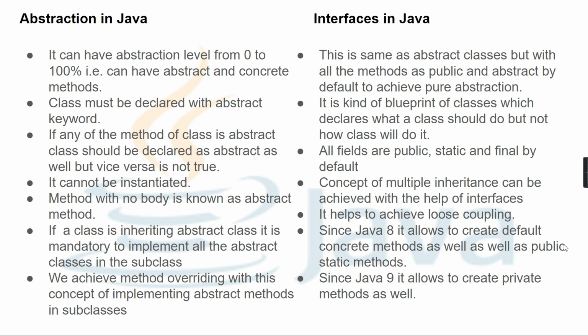One thing about abstract classes as well as interfaces is that we cannot instantiate them. That is, we cannot create objects of abstract classes or interfaces.